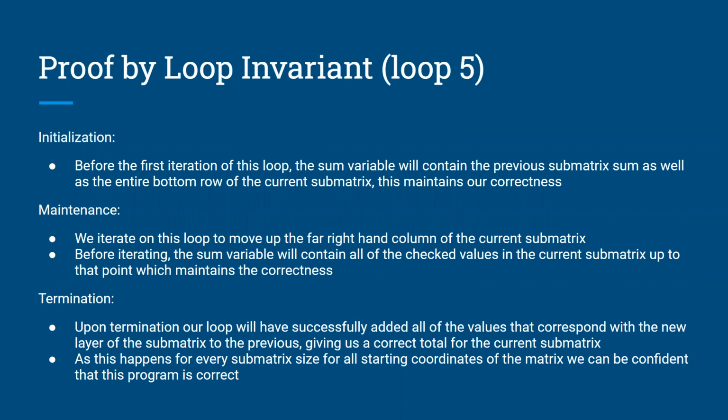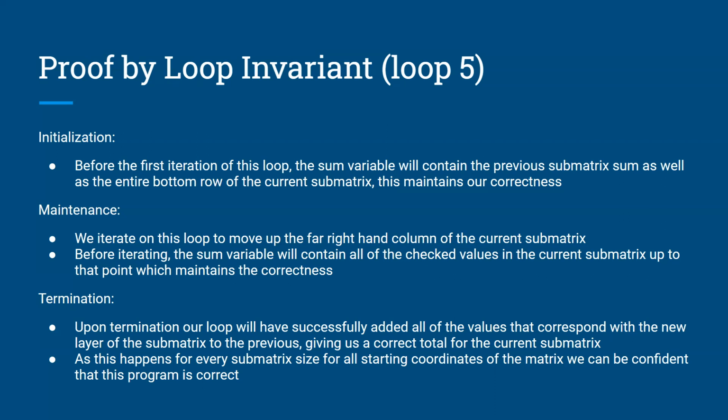Now, before iterating, the sum variable will contain all of the checked values in the current submatrix up to that point, which maintains our correctness. So if this is a 3 by 3 we're looking at, sum will contain the 2 by 2 matrix, as well as the bottom three values of our 3 by 3 matrix.